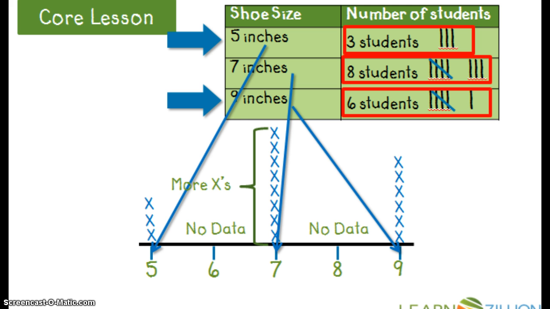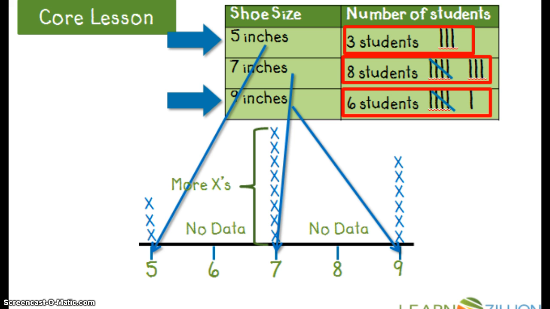Now that we have our data, you can make a line plot. Remember to begin with your horizontal line. Our lowest data point is 5 inches, so label your horizontal axis with the number 5. The largest data point would be 9 inches, so the horizontal line needs to extend from 5 to 9. Now you're ready to plot.